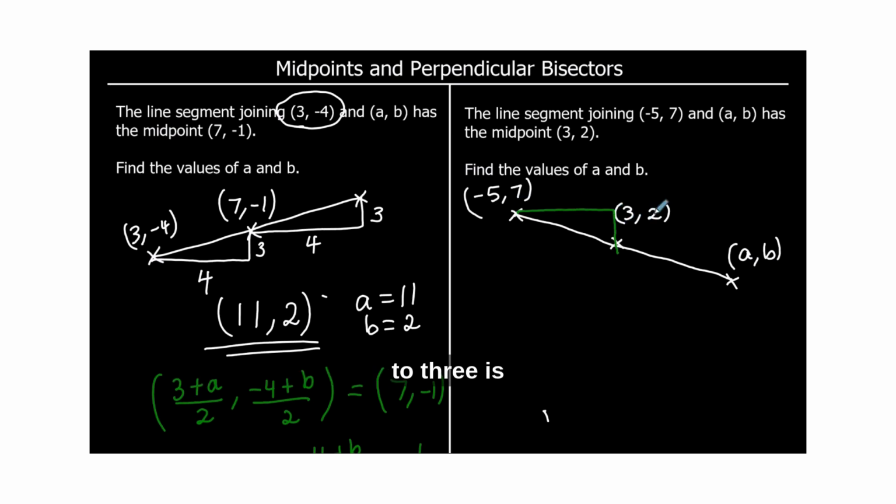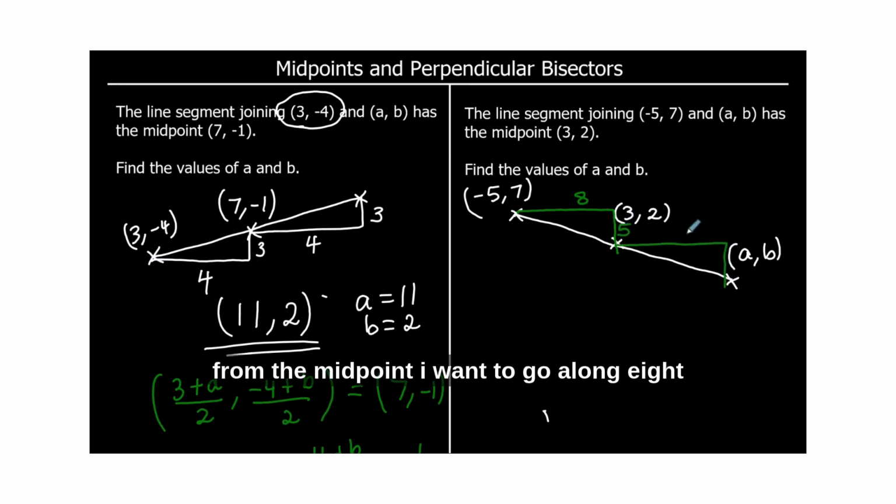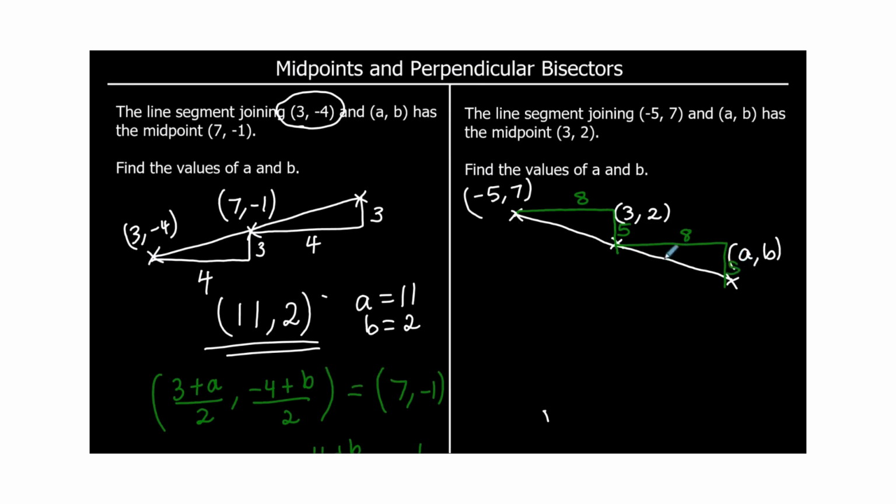Negative 5 to 3 is 8. 7 to 2 is down 5. So from the midpoint, I want to go along 8 and down 5 again. So 3 plus 8 is 11. 2 take away 5, negative 3.